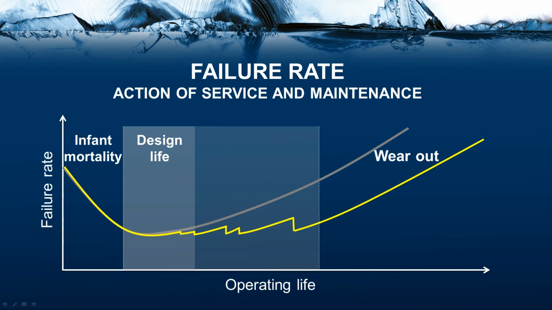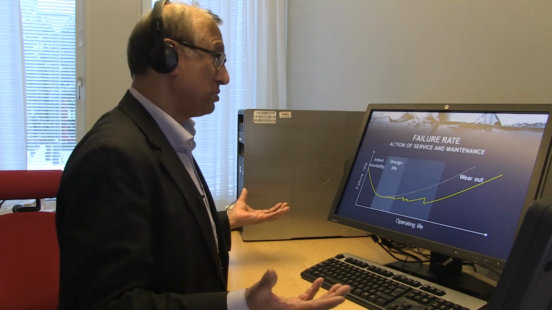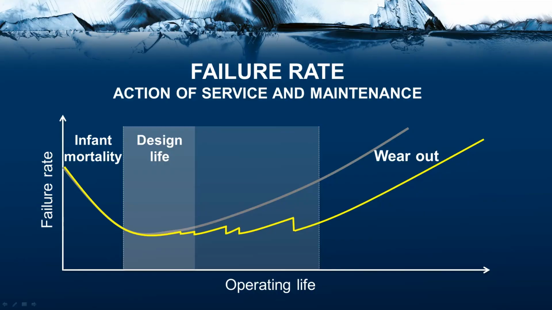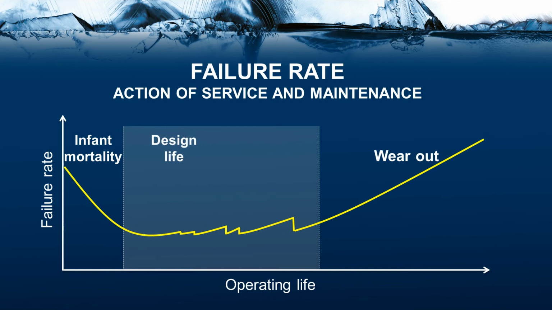So this zone, from this to this, is called useful life because we have much more focus on producing, taking advantage of the system. And when we move out of this zone, then we need an intensive maintenance program to further reduce the failure rate so that we can have more benefit out of it. So by proper maintenance you can reduce the failure rate and increase the design life.